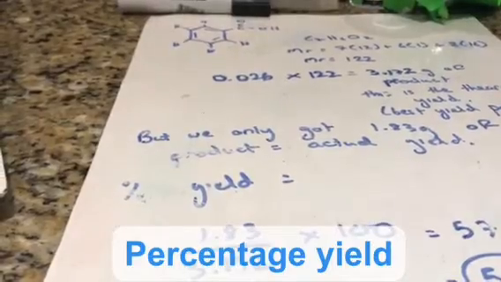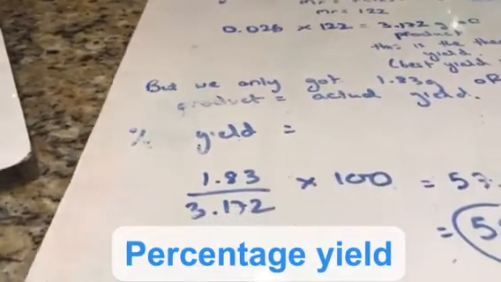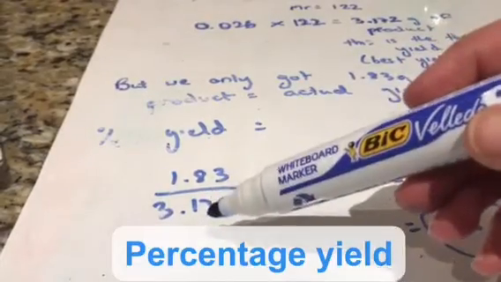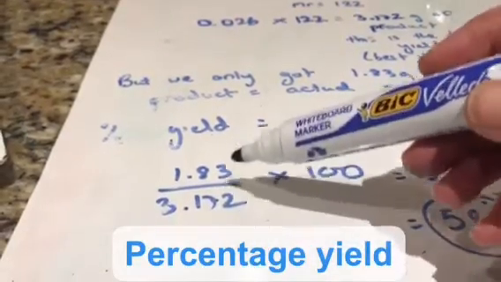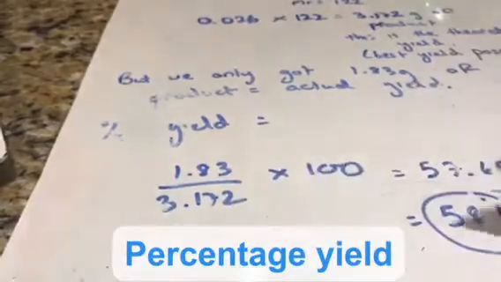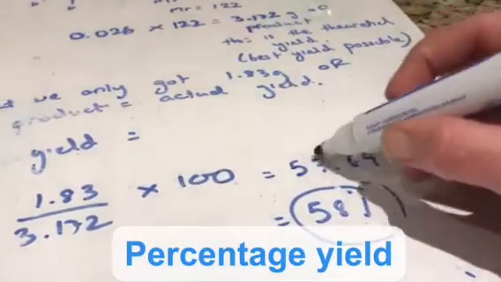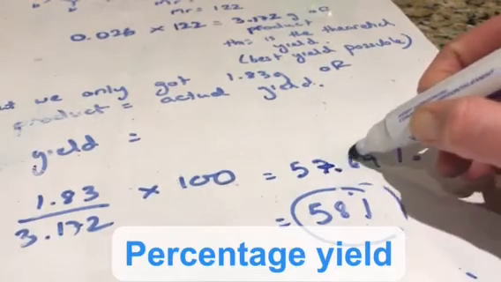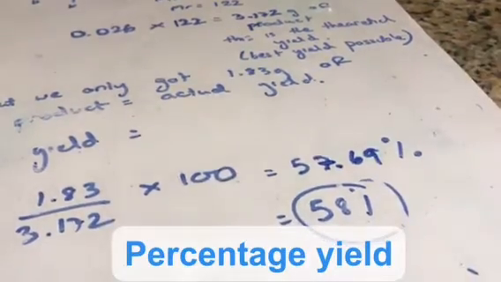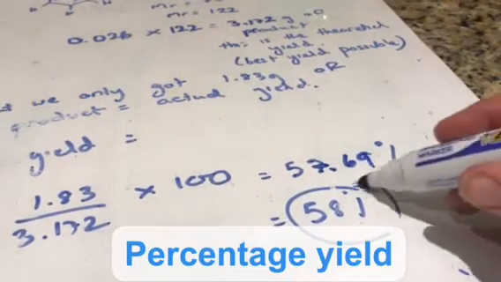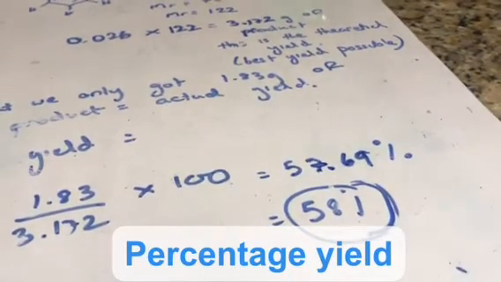So our percentage yield is done just like a test result. So if your test result is 1.83 and your total test is 3.172, you divide them by each other, multiply by 100. So therefore, our actual percentage yield is the following: 57.69% or 58%, because we always round up and give a whole number for a percentage.